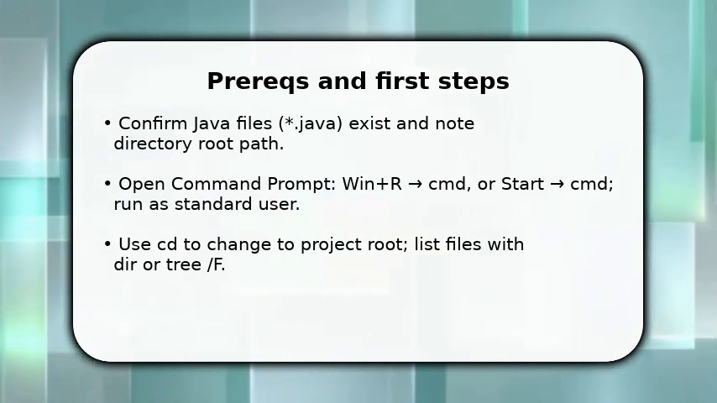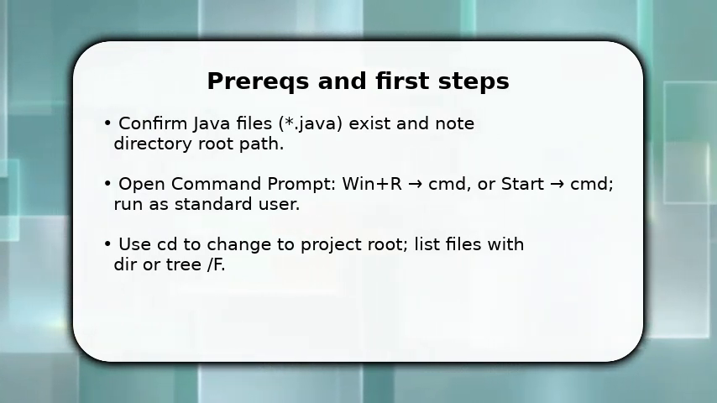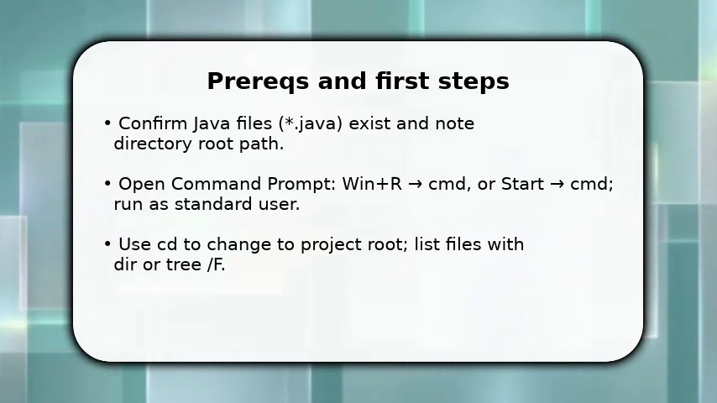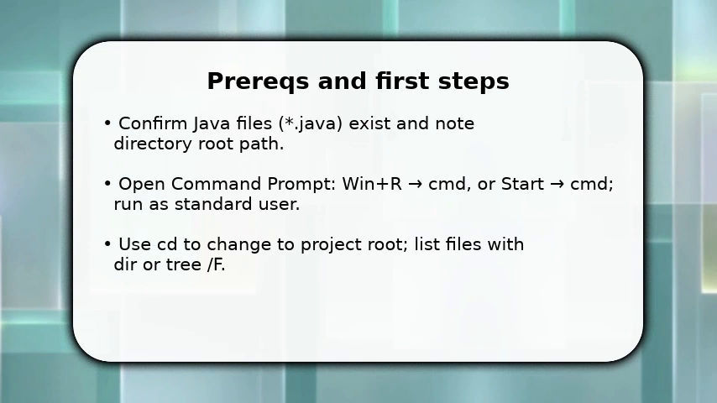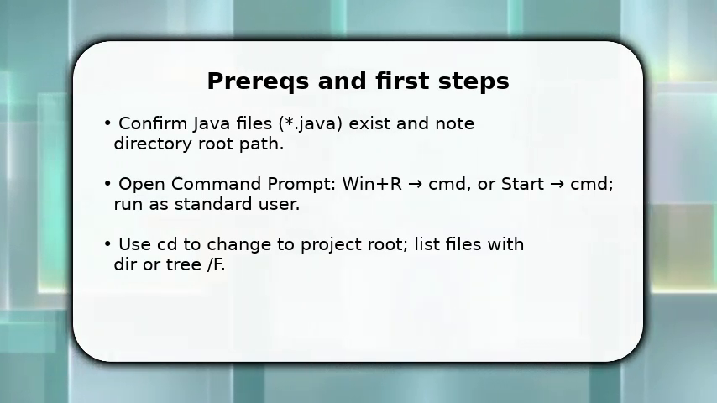Then run dir *.java or tree /f to list Java files in the current folder and subfolders. This shows file names and locations quickly. Make sure hidden files aren't excluded and that you're on the right drive before continuing.